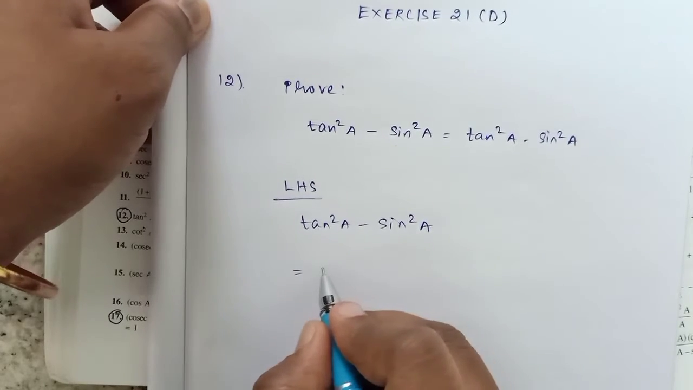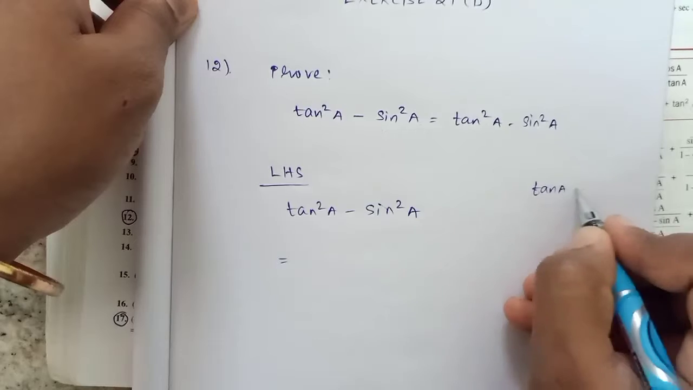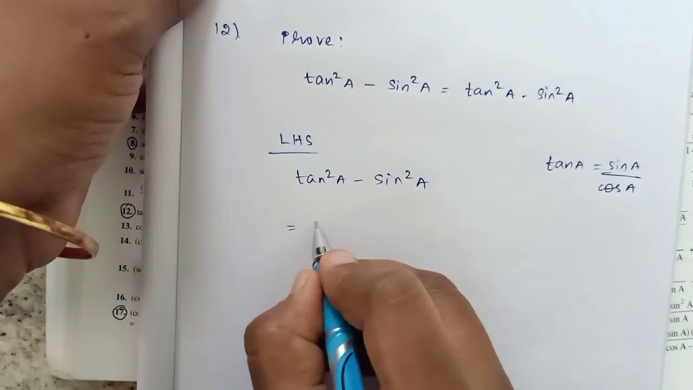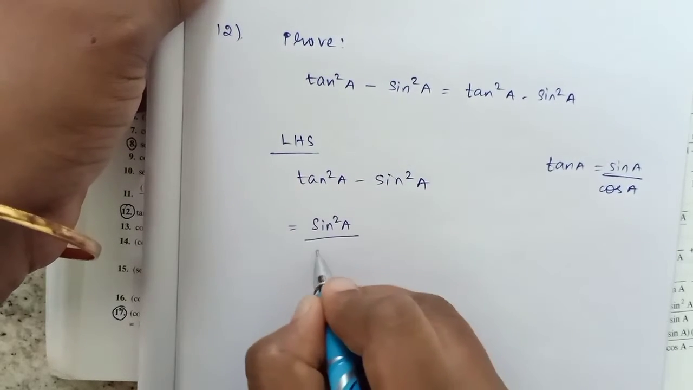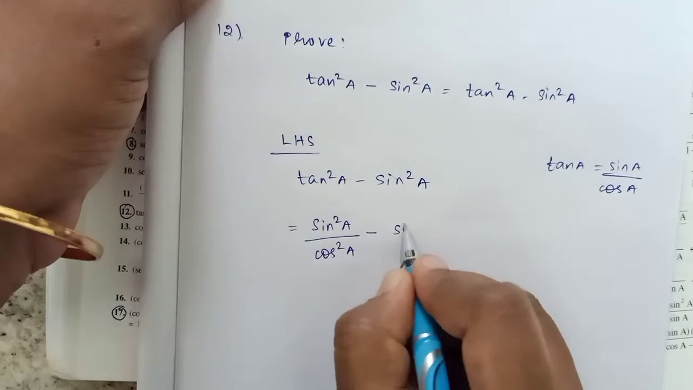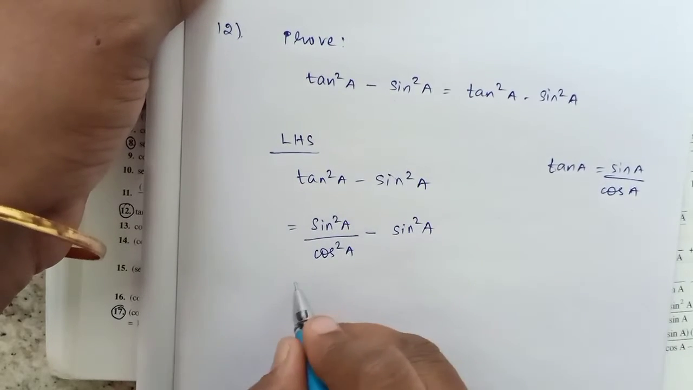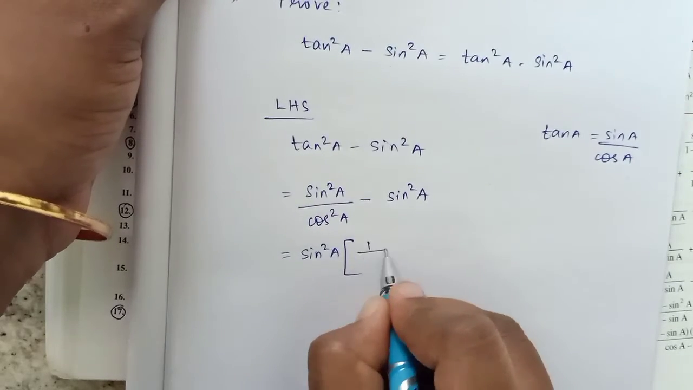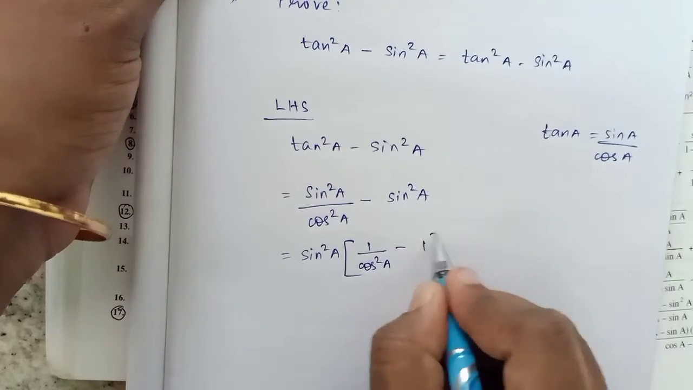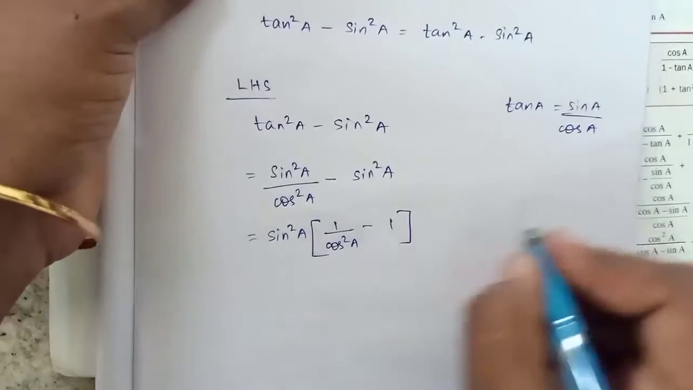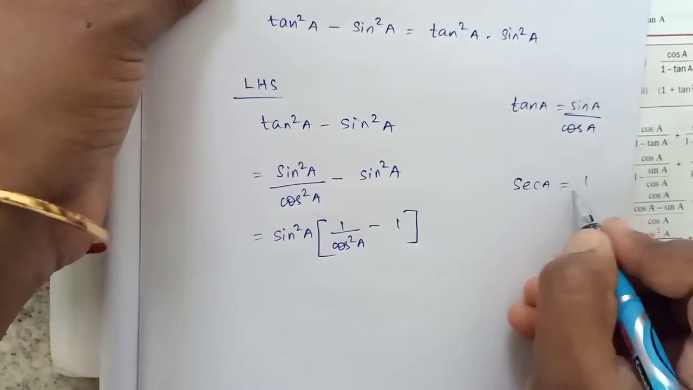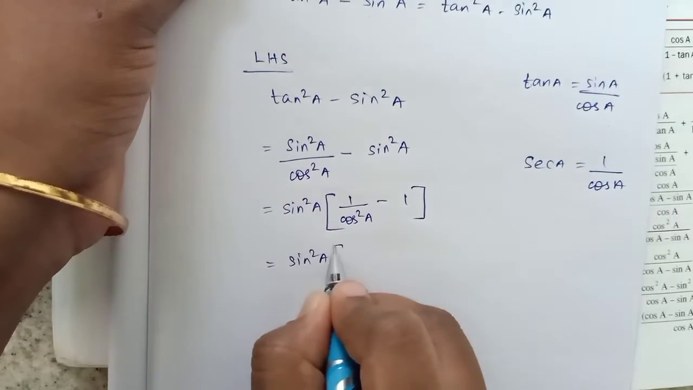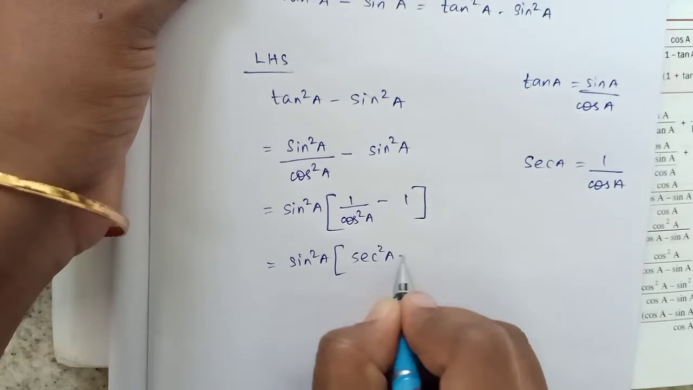Tan A, the formula is sin A by cos A. So in place of tan square we can substitute this: sin square A by cos square A minus sin square A. We can take sin square A common. In the first term the remaining thing is 1 by cos square A, minus 1. 1 by cos square A is nothing but secant square A, because secant A is 1 by cos A, the reciprocal of cos. So this is sin square A into secant square A minus 1.